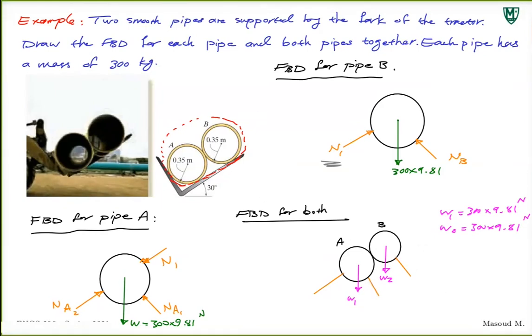And remember, for smooth contact, the force has to be at the point of contact, perpendicular to the surface. This is your surface here. This is your surface here, right? This is your surface. This is your surface. So the point of contact, perpendicular to the surface. And there you go. This we called NA2. So I'm going to use the same naming: NA1, and we call this NB. This is the free body diagram for both of them.